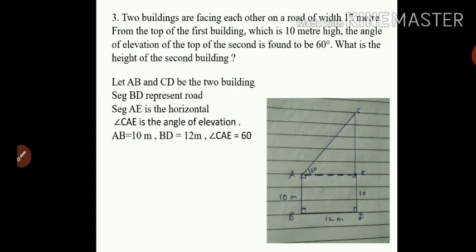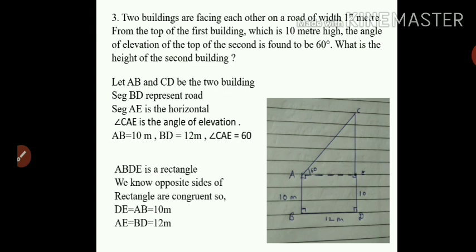From the top of the first building, which is 10 meter high, the angle of elevation to the top of the second is found to be 60. Means from point A, when you see the top of the second building, which is the point C, the angle of elevation made is 60 degree. So that is angle CAE is 60 degree.